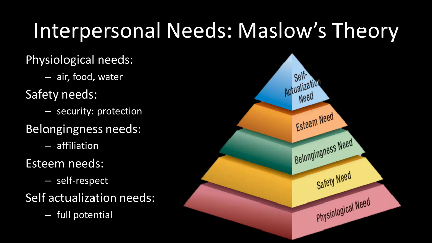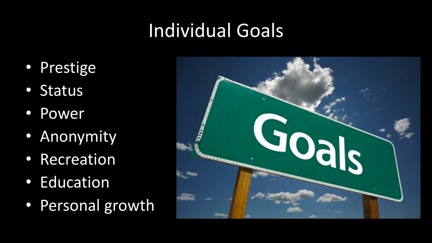Once those very basic needs were met, human beings then searched for belongingness and affiliation with others, having esteem and self-respect, and ultimately, once all of those needs were met, there was the need to become self-actualized, where an individual could achieve their full potential. Groups are one of the most effective constructs in human history to allow people to climb Maslow's hierarchy of needs and reach self-actualization.